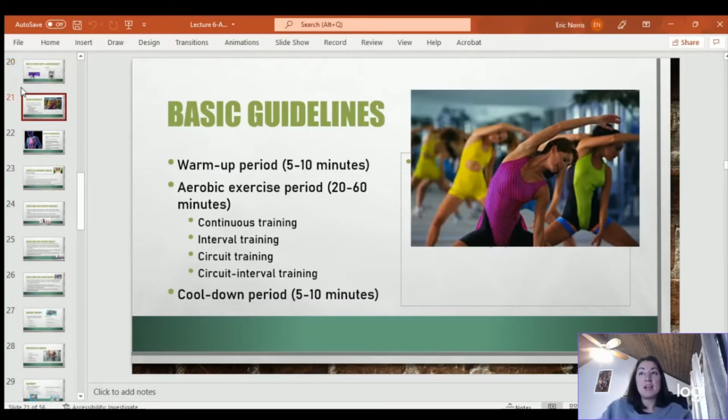Some of the guidelines: we want to typically warm somebody up for 5 to 10 minutes to get the blood pumping and the oxygen supply starting to meet the demands. With aerobic exercise, ideally you want them to do 20 to 60 minutes consecutively. Continuous training, interval training, circuit interval, any of that is acceptable. And then a 5 to 10 minute cool down period.